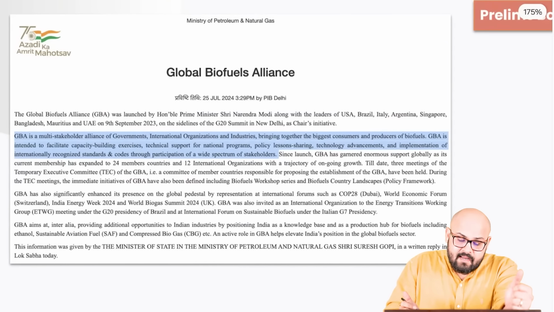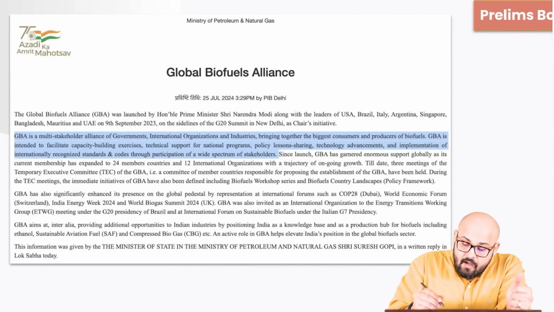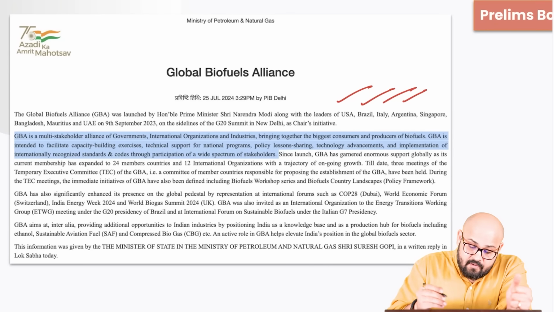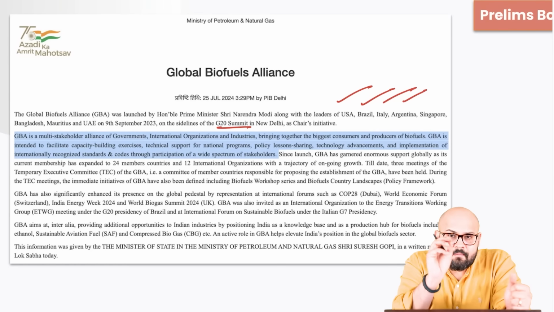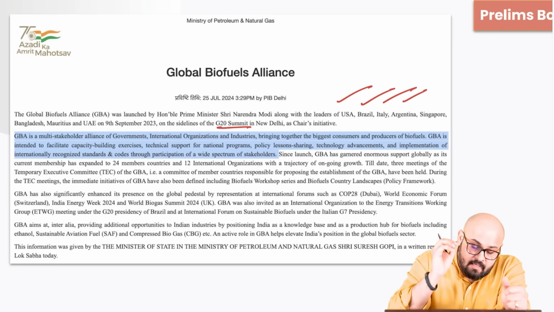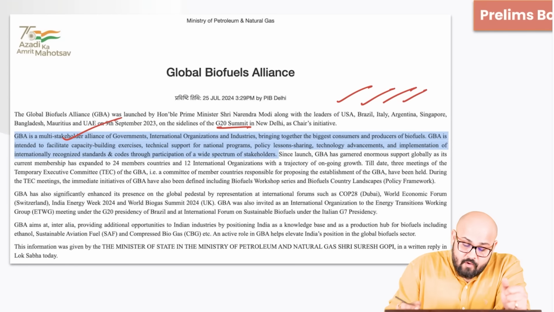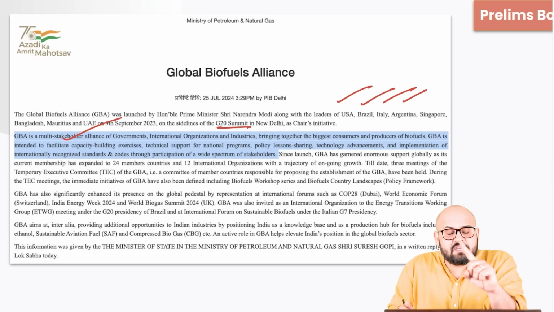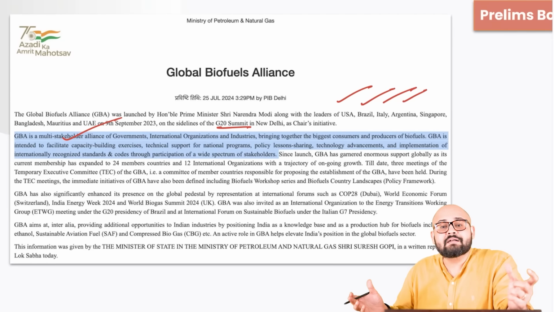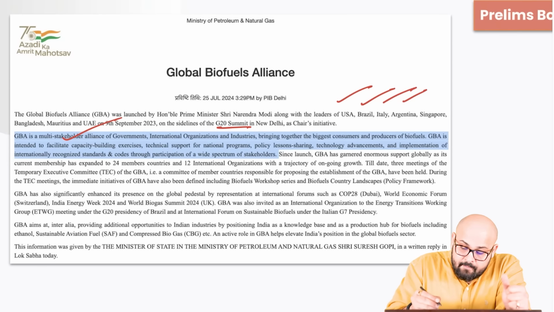The Global Biofuels Alliance was launched by the Honorable Prime Minister along with the leaders of the US, Brazil, Italy, Argentina, Singapore, and other countries on the sidelines of the G20 summit in 2023. What does it do? It is a multi-stakeholder alliance of governments, international organizations, and industries. So this is not just an initiative of the governments. Rather, it is a multi-stakeholder alliance, bringing together the biggest consumers and producers of biofuels.